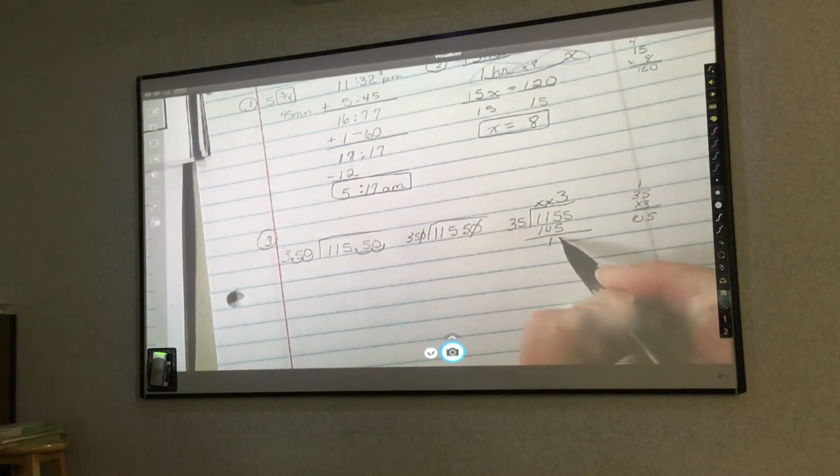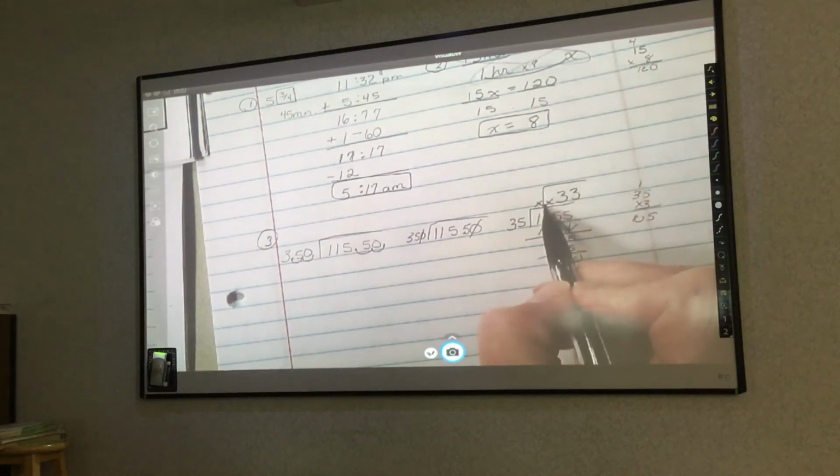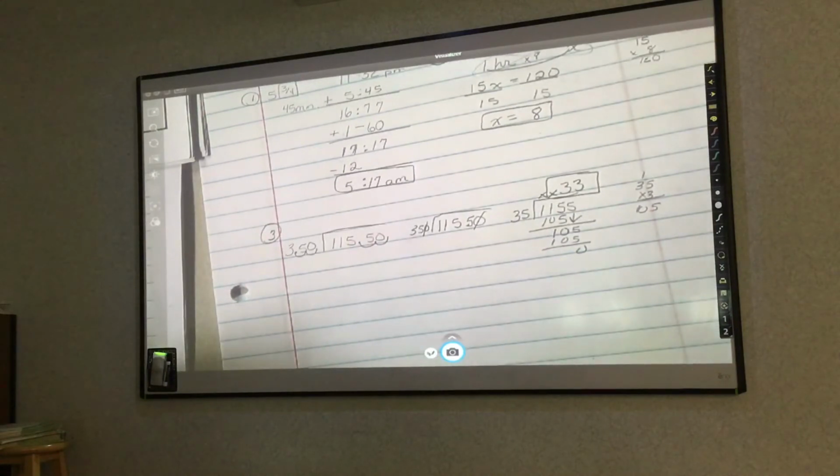So we have 10 left. Bring down the 5. So obviously it goes in there 3 more times, because that's an even number, 105. Okay, so my final answer is 33. I just didn't get rid of the zeros and did 350 divided by 3. Same. You got 33 though?